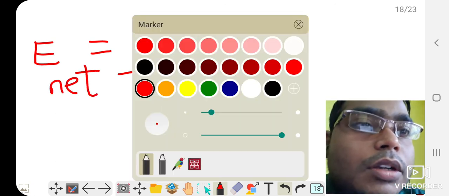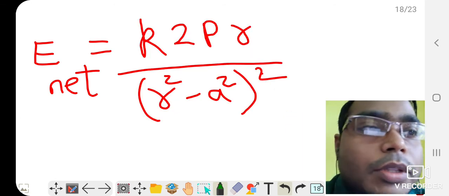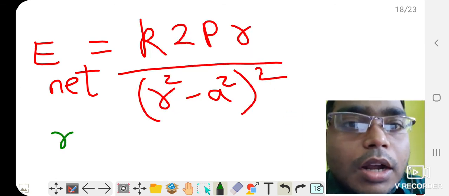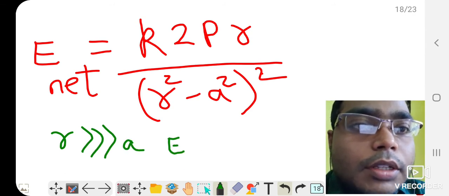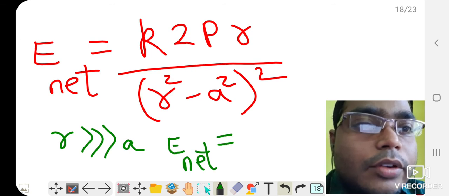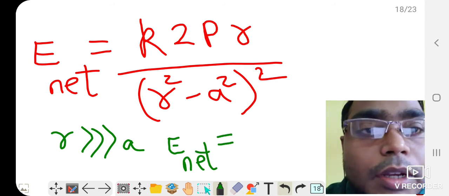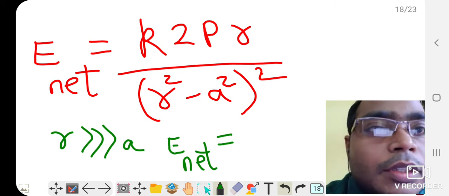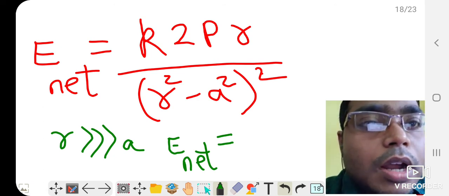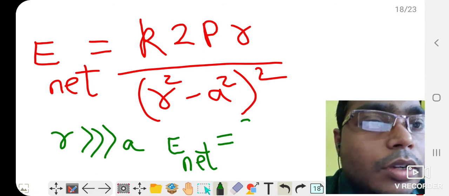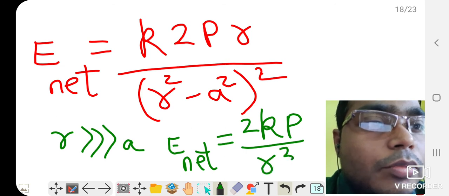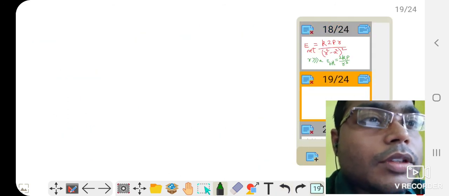Now we can take one approximation here. So what will be the approximation? Here we take r is very much greater than a. Then what will be the net electric field? That means we can neglect a in comparison to r. So what will be the denominator then? This will be r to the power 4, and in the numerator already one r is present, so r and r will get cancelled out. So how much are we going to get? This will come out 2kp divided by r cube, right?